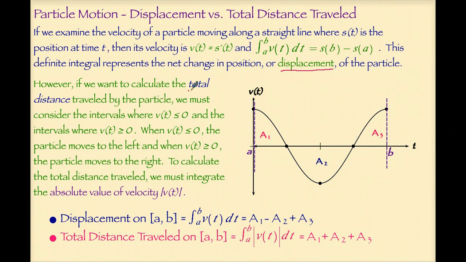However, if we want to calculate the total distance traveled by the particle, we must consider the intervals where v of t is less than or equal to 0, and the intervals where v of t is greater than or equal to 0. When the velocity is negative, the particle moves to the left, and when the velocity is positive, the particle moves to the right. To calculate the total distance traveled, we must integrate the absolute value of the velocity function in order to get that total distance. Let's demonstrate this with a simple example.